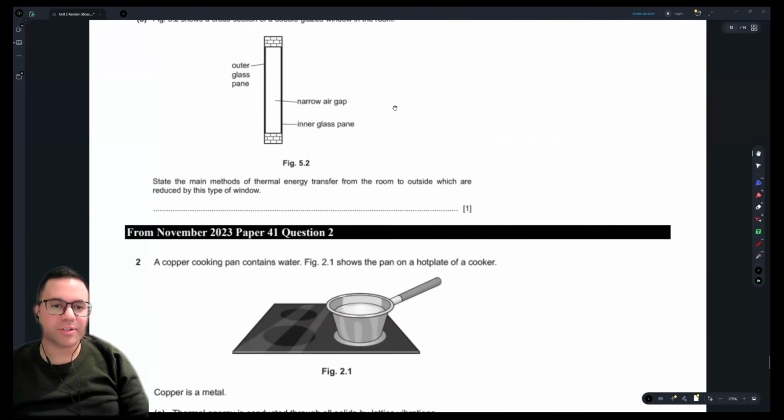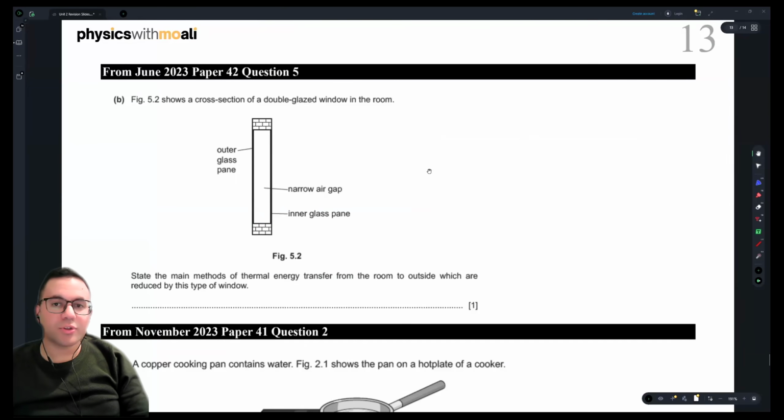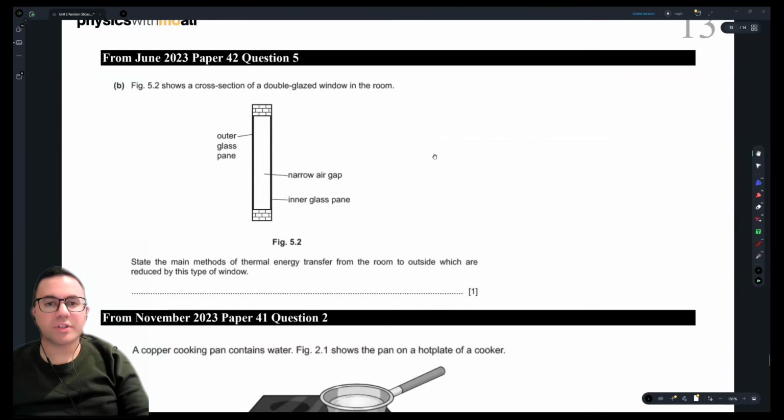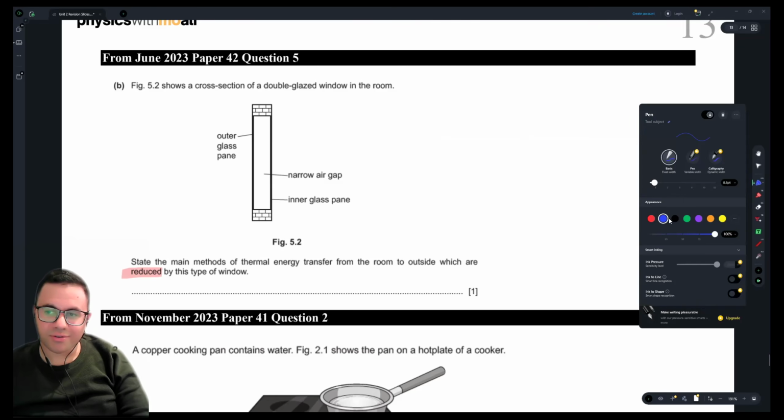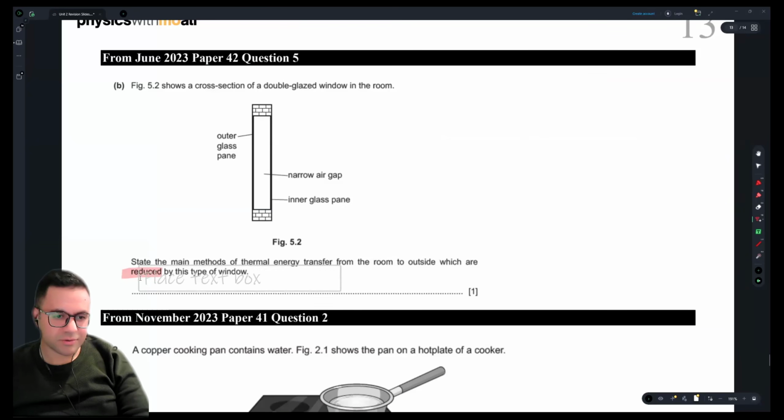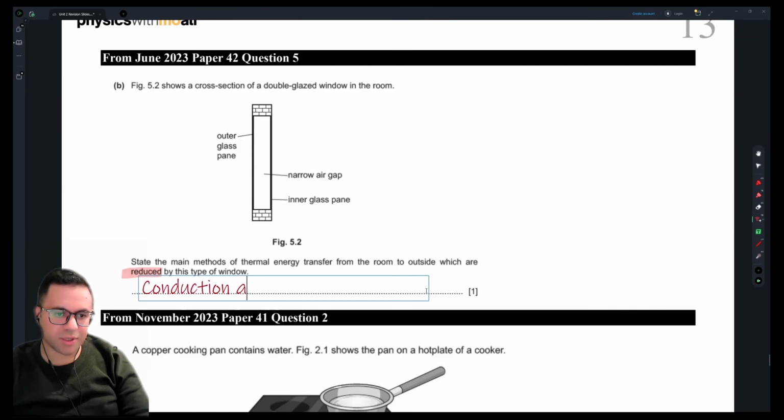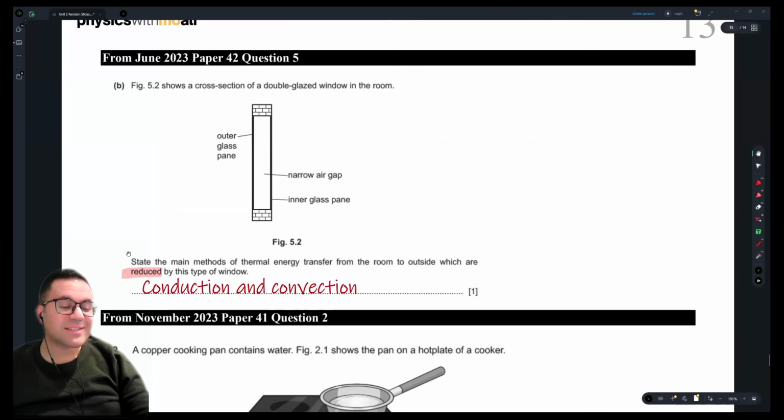Let's solve a few quick questions. Figure 5.2 shows a cross-section of a double-glazed window in the room. State the main methods of thermal energy transfer from the room to outside, which are reduced by this type of window. So what do we reduce when we have double layers? Conduction and convection. Only radiation goes through. If you only write one of these, you lose the mark, because it says state the main methods, plural. So clearly there's more than one answer.